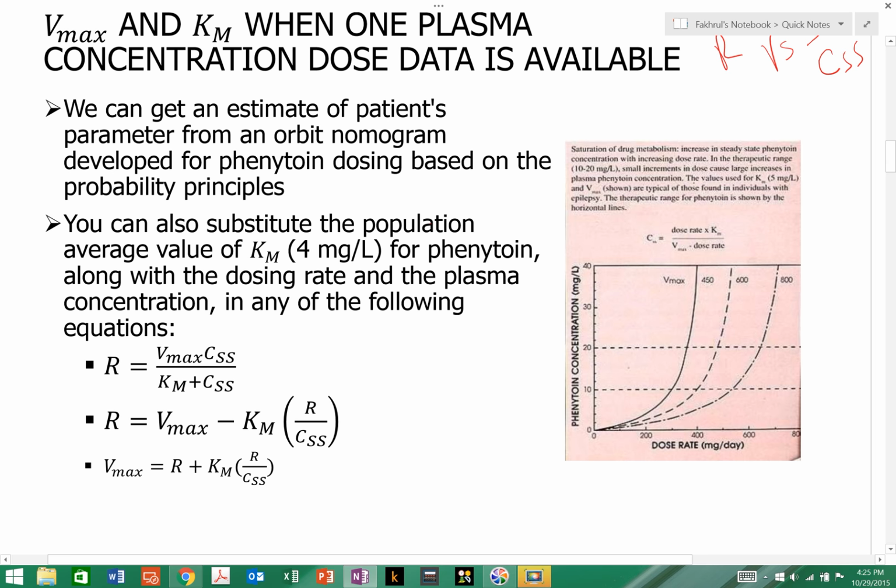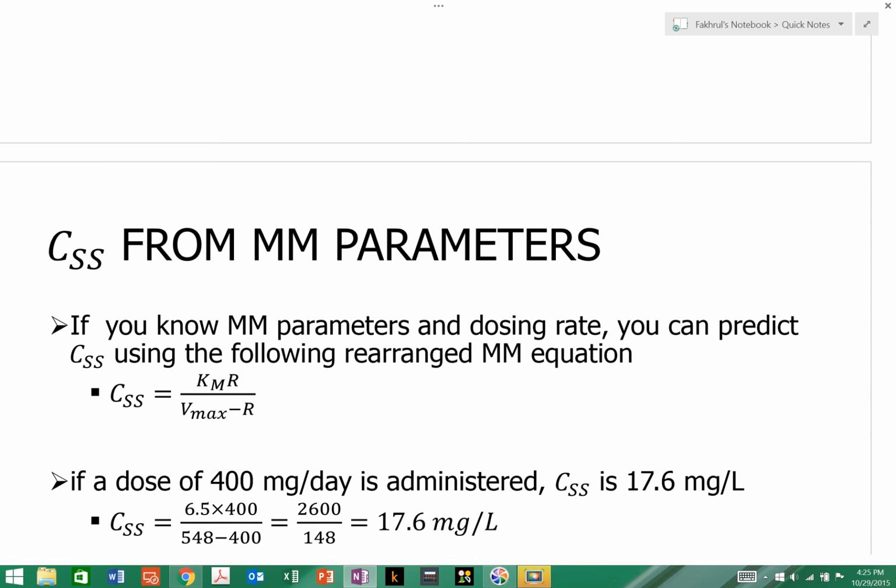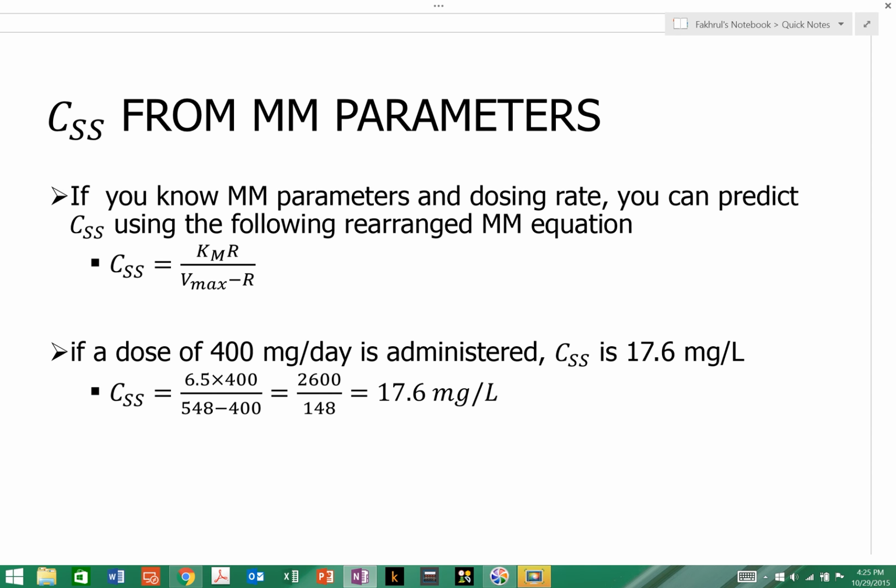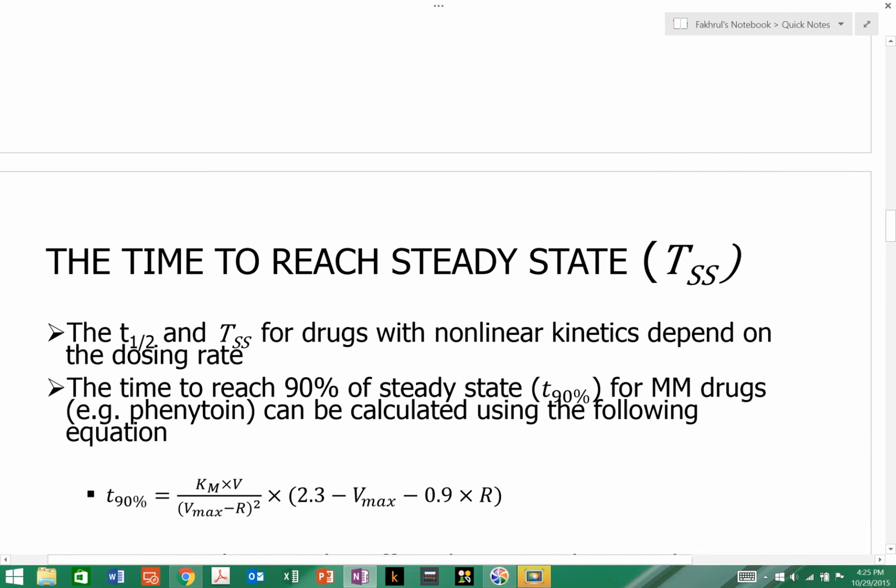You can also use population average value, which is Km of 4 milligram per liter for phenytoin, along with the dosing rate and plasma concentration. You can use any one of the following equations to calculate Vmax and Km. I have already discussed this equation in assignment. I think it is part 1 assignment, so I'm not going to go over this material again.